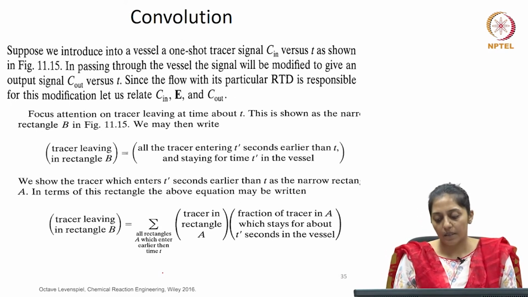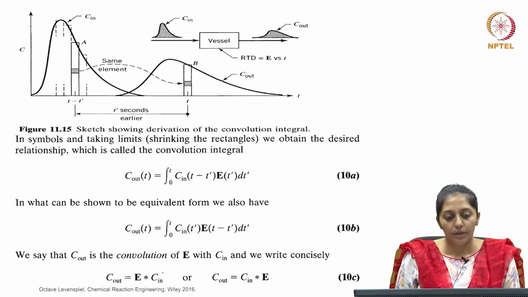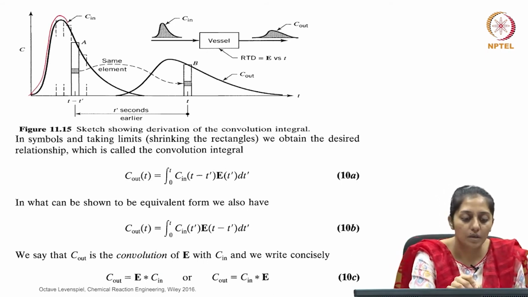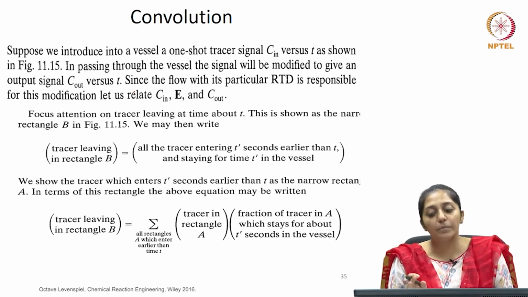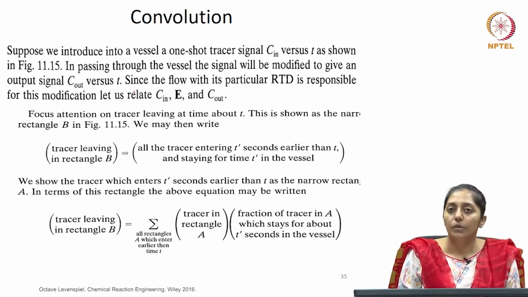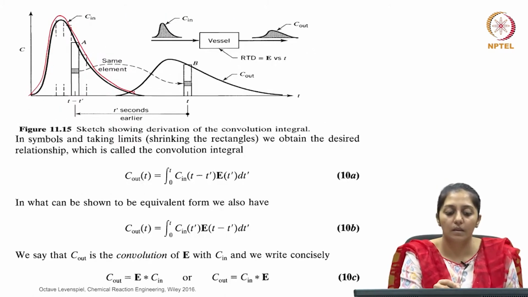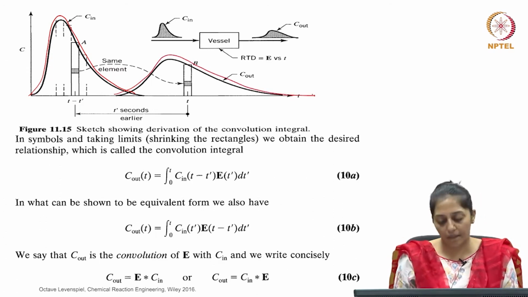And this tracer is not a pulse tracer, but it is an entire profile of C in versus T. So this is a curve signal. Now you can see it on the slide here. So this portion is your C in. Now while passing through the vessel, this signal may get modified to get the C out signal. So let's assume we were able to see this profile at the exit.